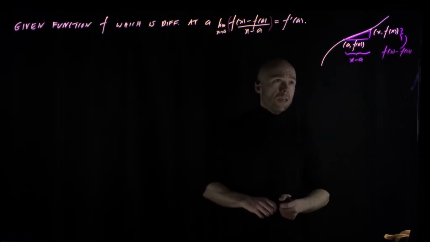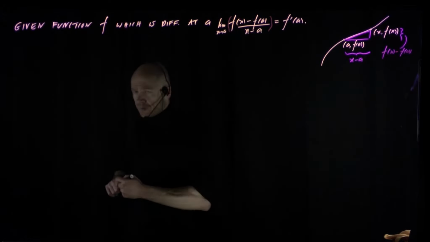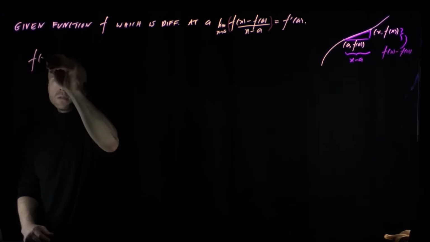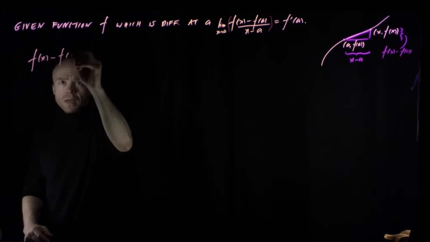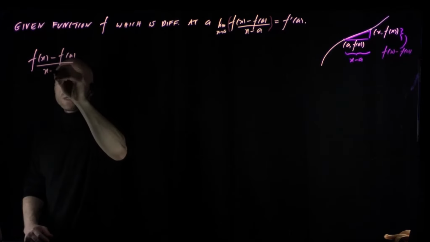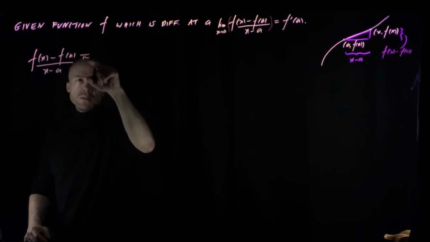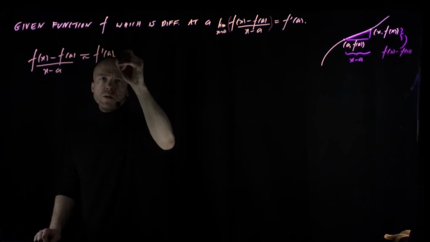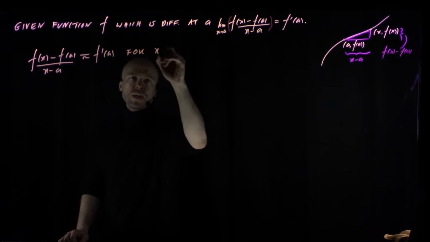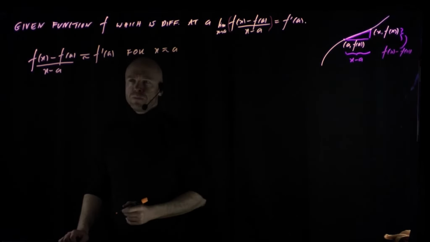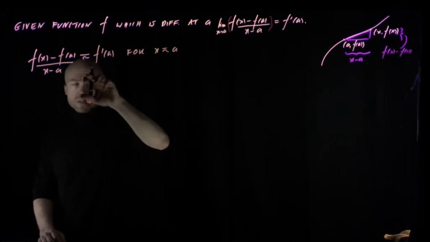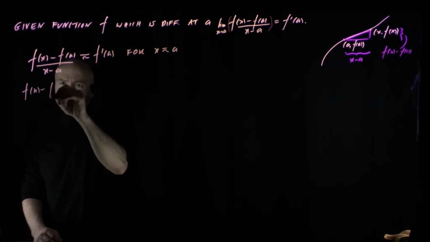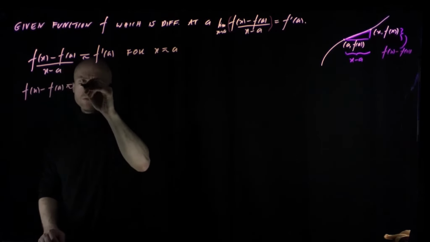Now let's examine this a little bit more closely. So, what does this mean? It means that (f(x) minus f(a)) over (x minus a) is very close to, so note this is not equals, this is approximately equal, this particular number f prime of a for x very close to a, right? So let's multiply both sides by x minus a. So then we have f(x) minus f(a) is very close to f prime of a times (x minus a).